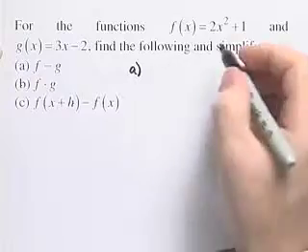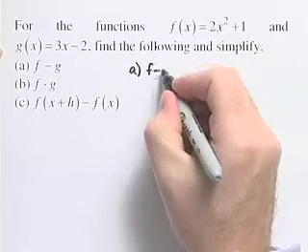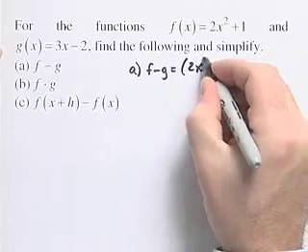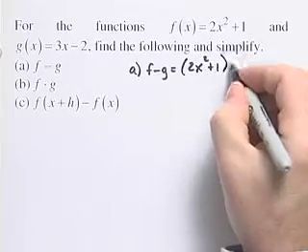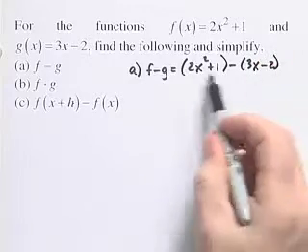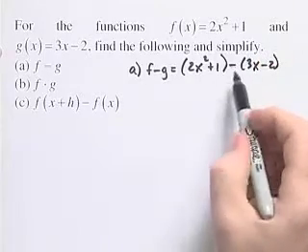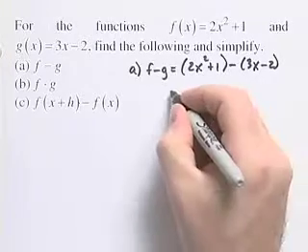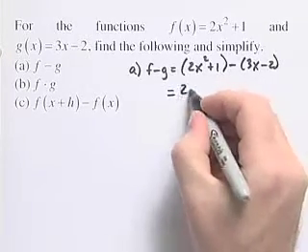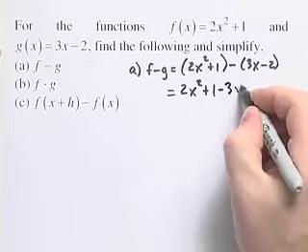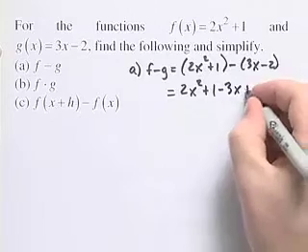For f minus g, we just need to subtract the two functions. So we'll write (2x² + 1) − (3x − 2). It's important to use parentheses when you write these functions down, especially if you're doing subtraction, so that you remember to distribute the minus sign. So we'll get 2x² + 1 − 3x, and then minus a negative 2, which will be plus 2.